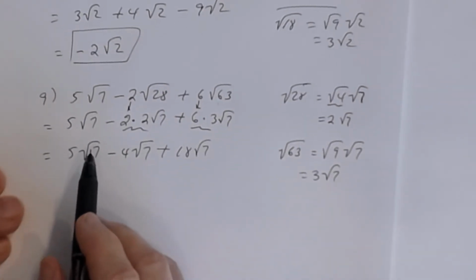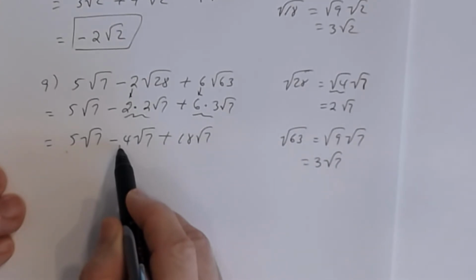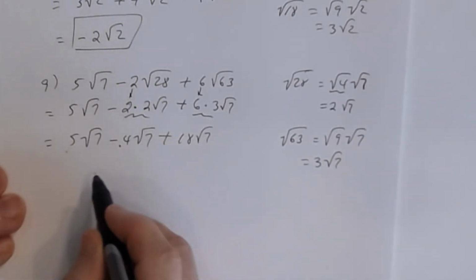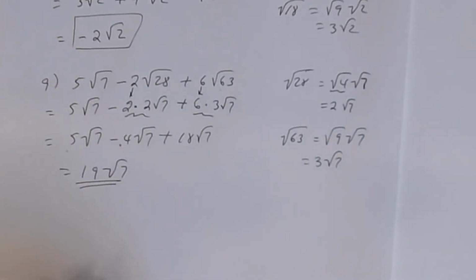And then all you do now is combine like terms. 5 subtract 4 is 1. 1 plus 18 is 19. So I get 19 square root of 7. All right, number 10.